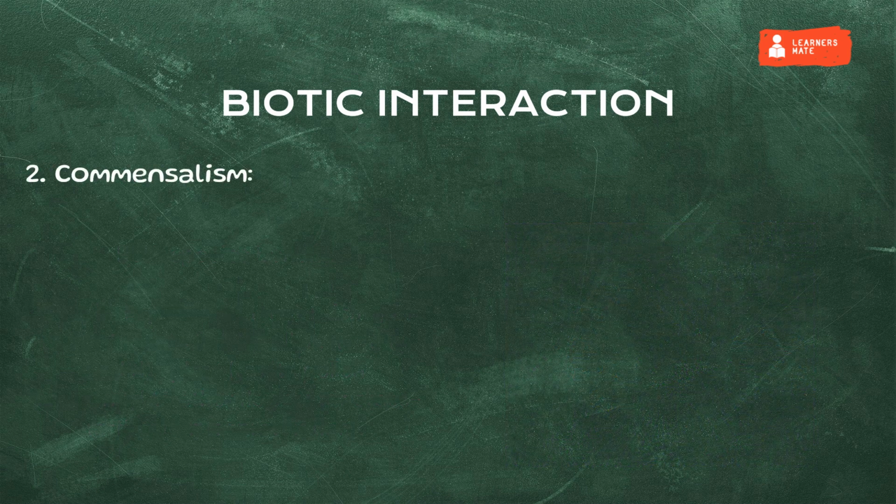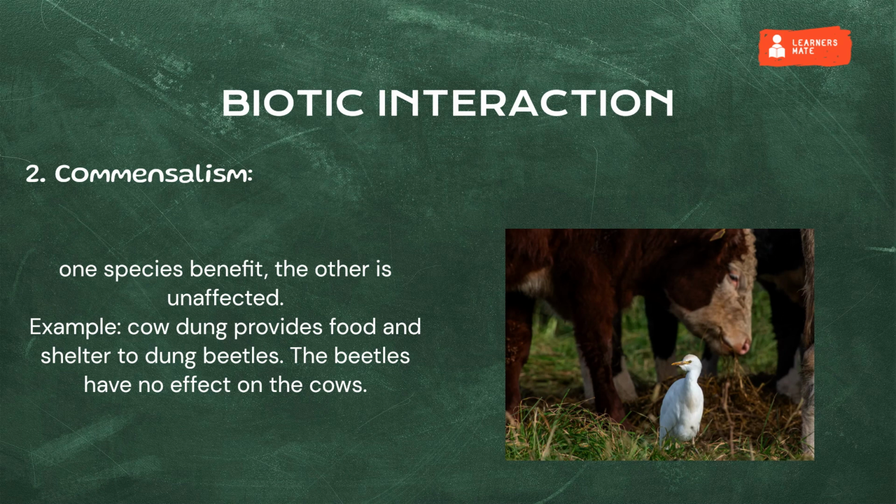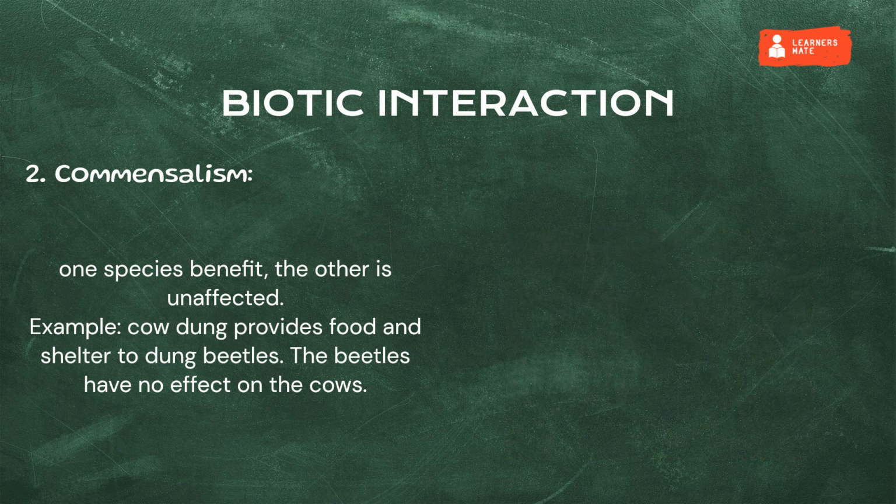The second one, commensalism. One species benefits, the other is unaffected. Example, cow dung provides food and shelter to the dung beetles. The beetles have no effect on the cow.